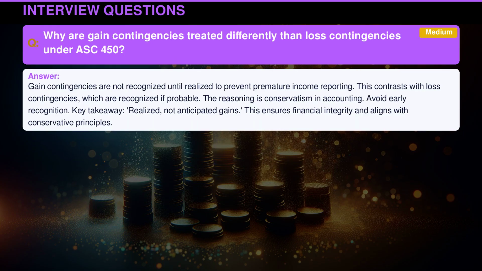Gain contingencies are not recognized until realized to prevent premature income reporting. This contrasts with loss contingencies, which are recognized if probable. The reasoning is conservatism in accounting. Avoid early recognition. Key takeaway: realized, not anticipated gains. This ensures financial integrity and aligns with conservative principles.